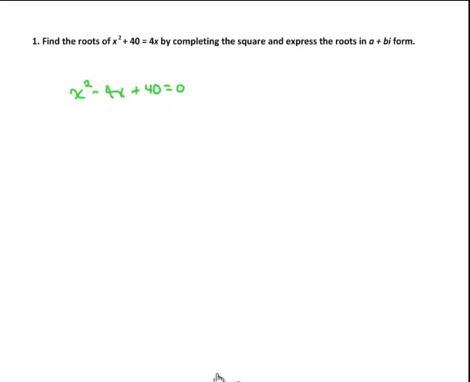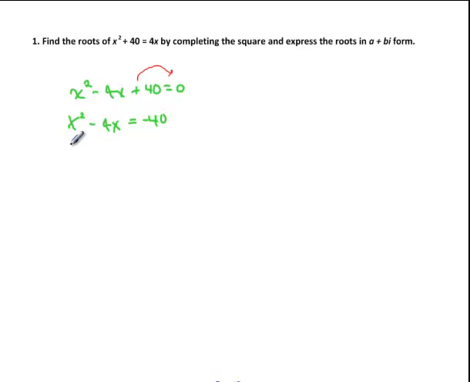Now I look at it. Is my leading coefficient 1? Yes. So now I'm going to isolate my x's, which means I'm going to take this 40 and move it over to the other side. x squared minus 4x equals negative 40.